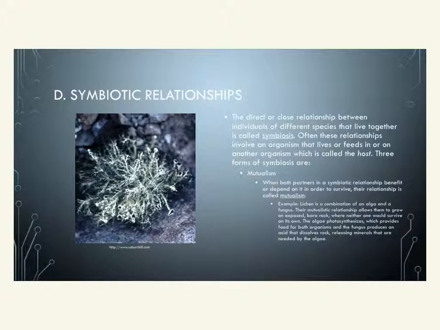The algae has the green chloroplasts in it, and so it's able to photosynthesize. That photosynthesis is going to produce food for both of the organisms. And the fungus produces an acid that's going to dissolve the rock, which is going to release some of the minerals within the rock that are needed by the algae. So the algae provides food for the fungus, and the fungus provides the acid that's going to allow the algae to get the minerals that it needs to survive. So both benefit. That is an example of mutualism.